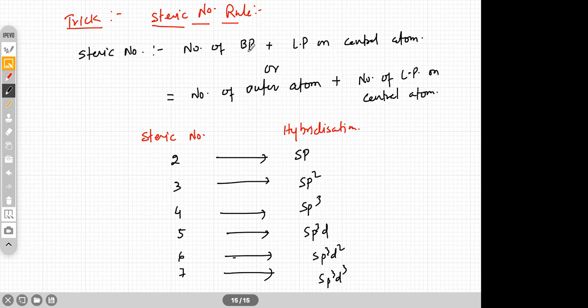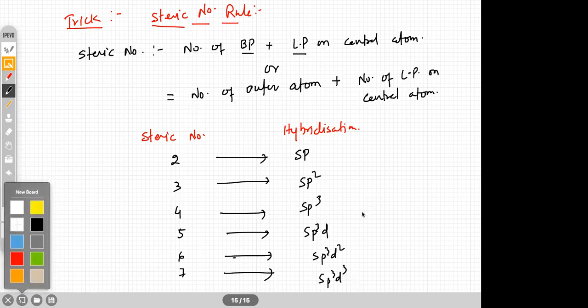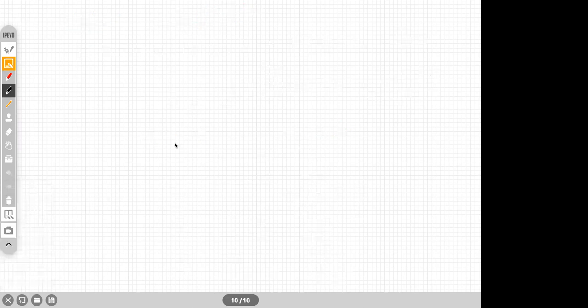VSEPR, you remember? How do you find out the number of bond pairs and lone pairs? Valence electrons divided by 8. Remember that trick? No, it's not lone pair plus bond pair, it's Q plus R by 2. Calculate valence electrons divided by 8. The quotient gives you the bond pair and the remainder, R, divided by 2 gives you the lone pair. So the Q plus R by 2 method gives you the steric number, and then you can find out the hybridization and then the geometry and other things.